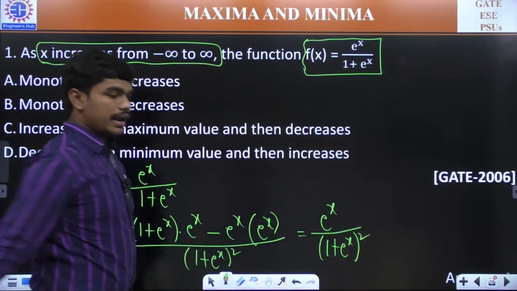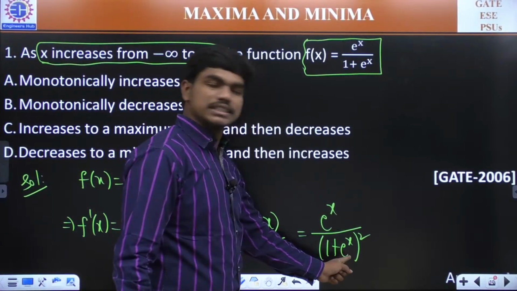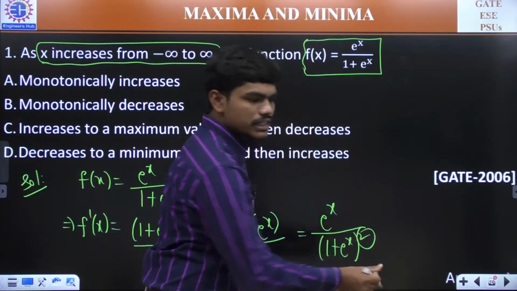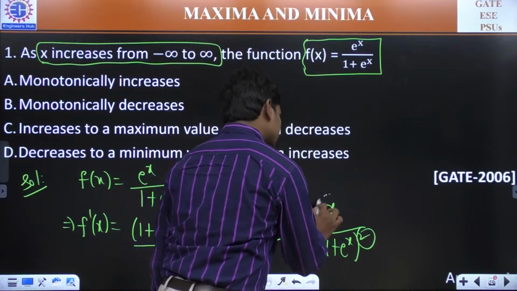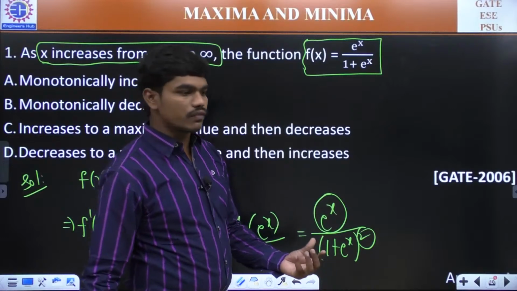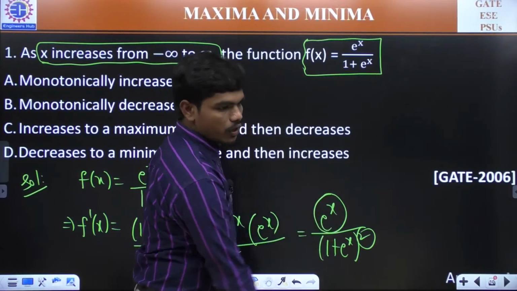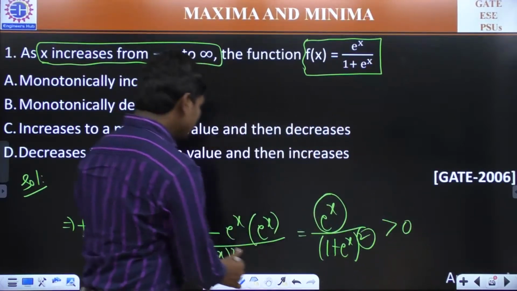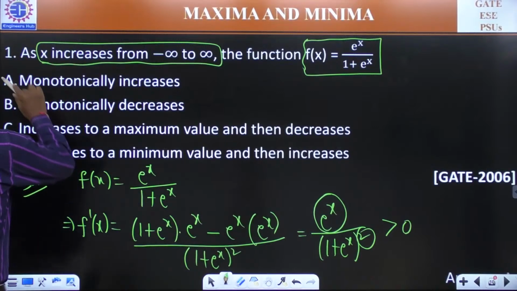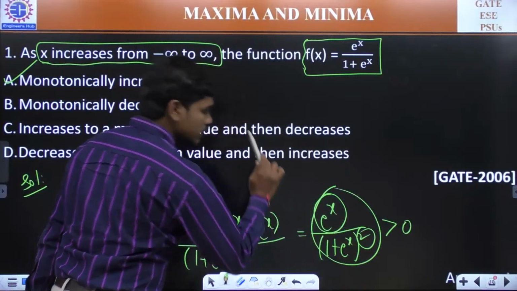Now, for any value of x, even for negative values of x, this e power x is never negative, correct? This is always positive. Or else you can see there is a square here, so the denominator is always positive, doesn't matter. And of course, this e power x is never negative because e is some numerical value around 2.71, and a positive value to the power of anything always gives you a positive value. So this positive divided by positive is totally positive. And we didn't substitute any value of x at any point here, correct? So which means the function is monotonically increasing because at every value of x, this value is always positive.